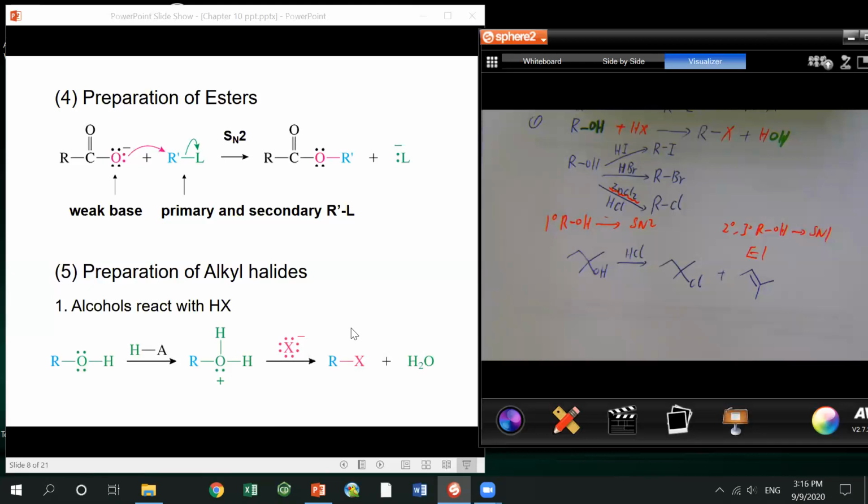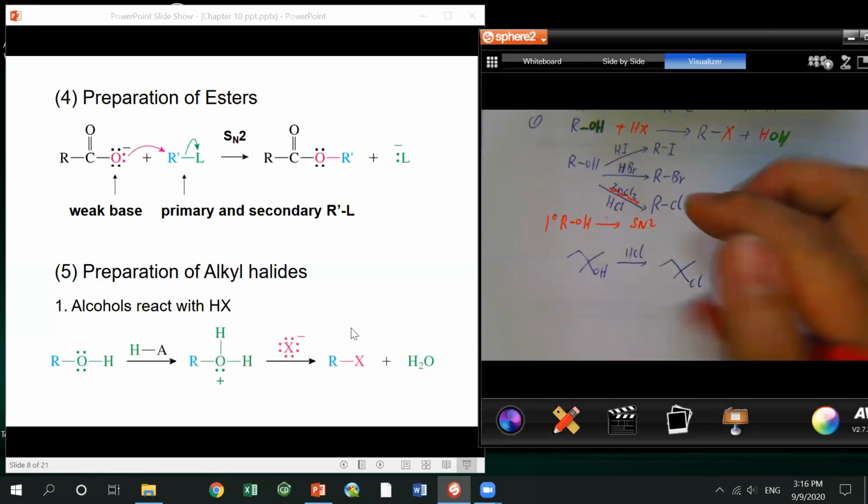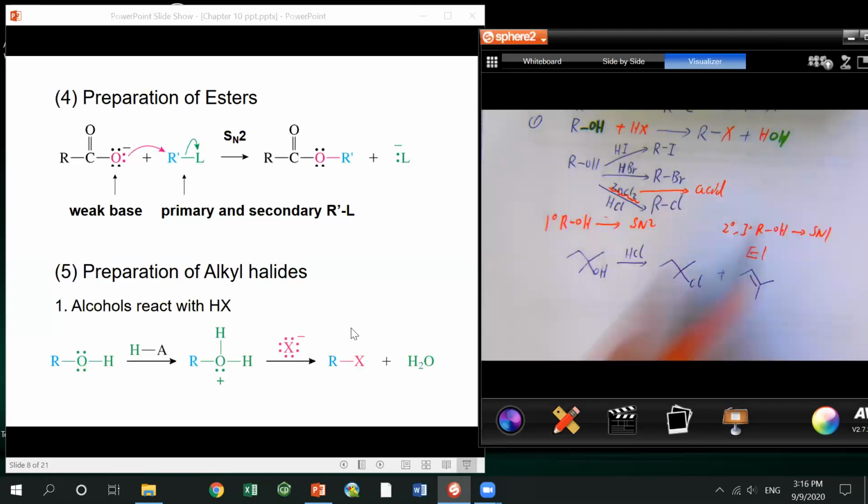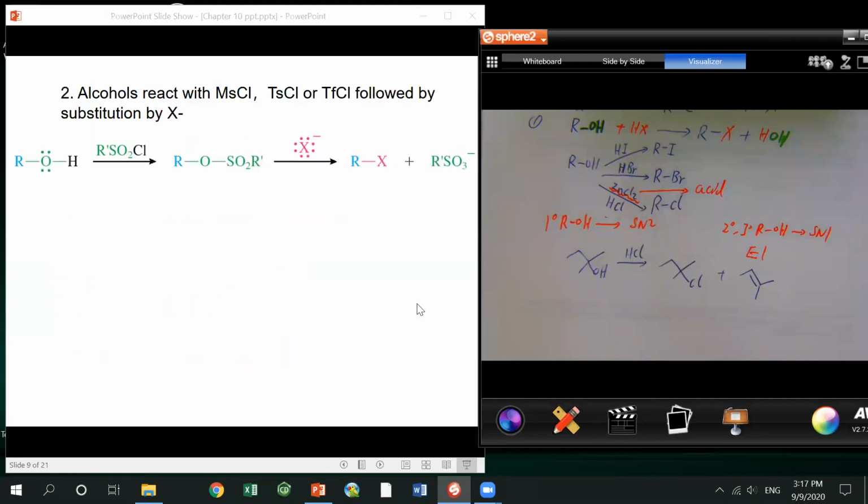Some questions. Zinc chloride here acts as an acid, actually a Lewis acid, so it makes the OH group a better leaving group. It has nothing to do with the nucleophile or the other reagent. You just treat it as a very strong acid. So that's the first way.